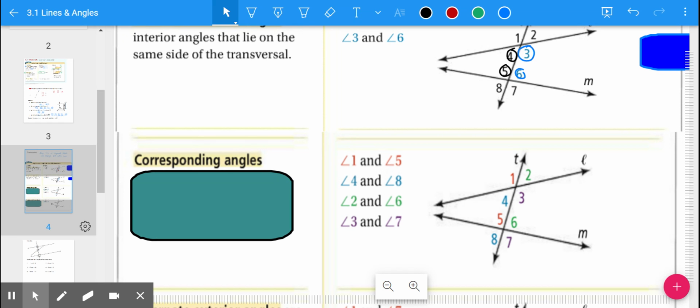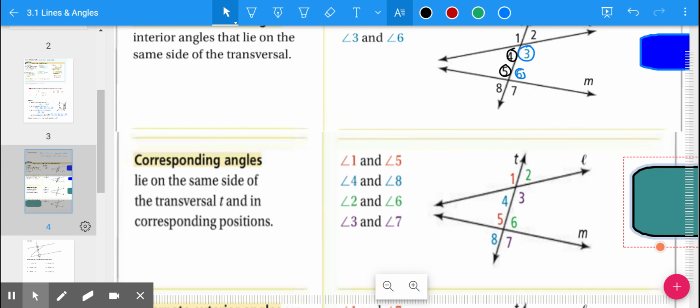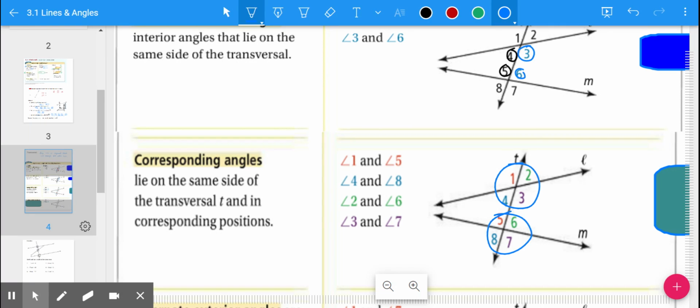So this next one is called corresponding angles. Corresponding angles are angles that lie on the same side of the transversal and in corresponding positions. Essentially, they go together. So if you think about the two intersections, so we have one intersection at the bottom here, one intersection at the top. You're looking for angles that are in the same spot. So that's why angles 6 and 2 are corresponding because they're in the same spot. They're in the top right. Angles 1 and 5, they're in the top left. So they're corresponding. They go in the same spots.